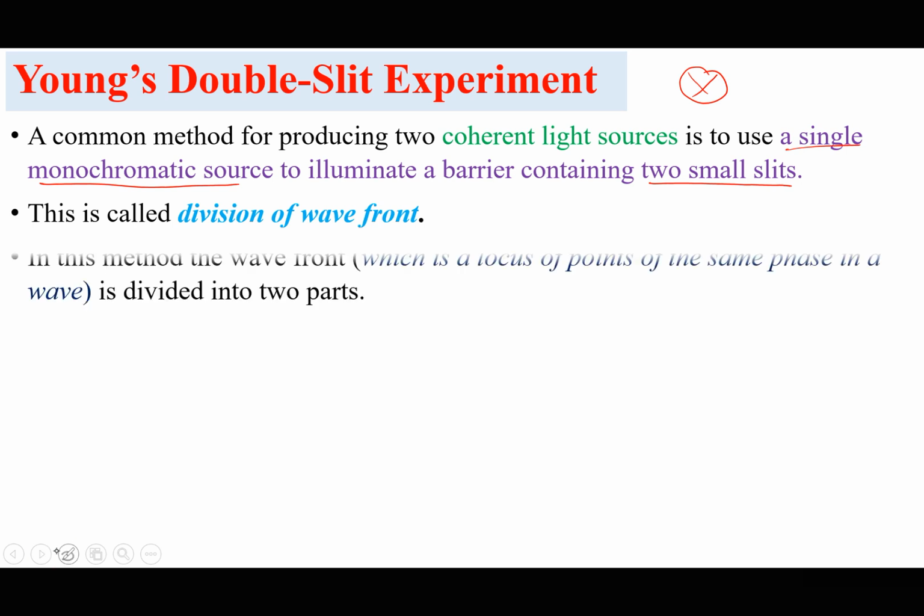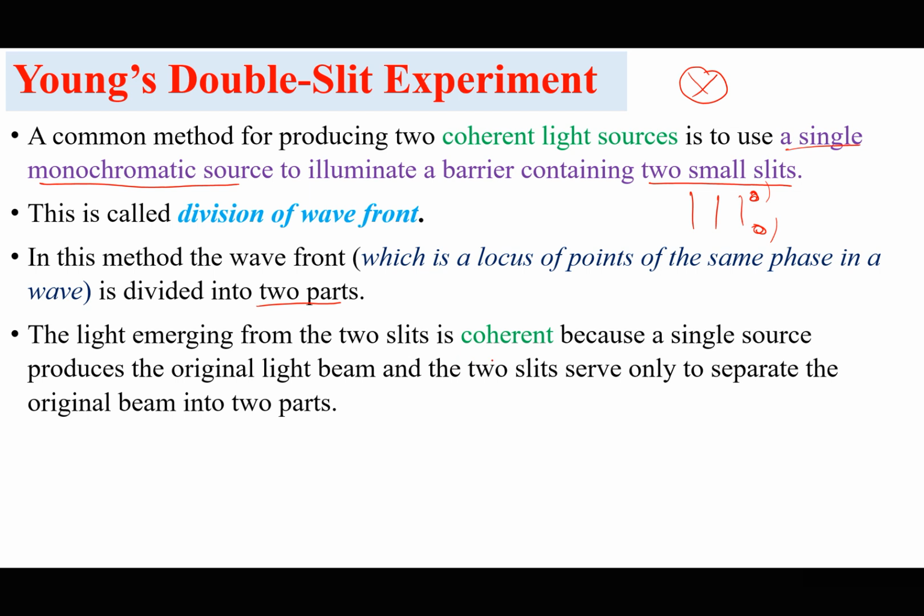In this method, the wavefront, which is a locus of points of the same phase in a wave, is divided into two parts. We have two slits, two gaps, with wavefronts incident on them, and these wavefronts are divided by the two gaps. Of course, both interference and diffraction play a role in generating interference patterns. So the light emerging from the two slits is coherent. Why? Because a single source was used, which produces the original light beam, and the two slits just separate the original beam into two parts. It is the same source. We have a primary source of light here, which is producing these waves.